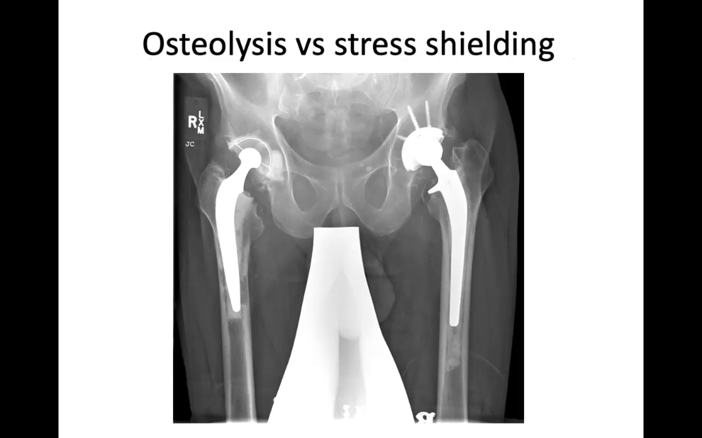Let's compare osteolysis and stress shielding. There's osteolysis in the hip on the right, with bone resorption along the distal aspect of the stem. On the left side, you see osteopenia in the greater trochanter. So this is not because of osteoclasts, but because of reduced stresses that the bone proximally experiences.